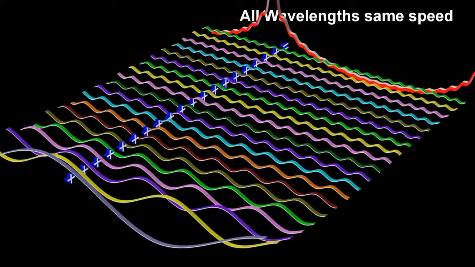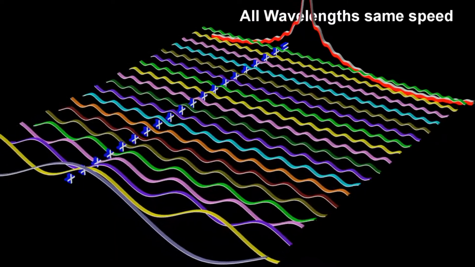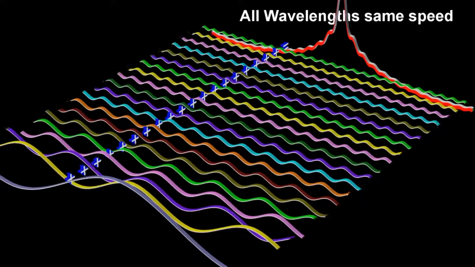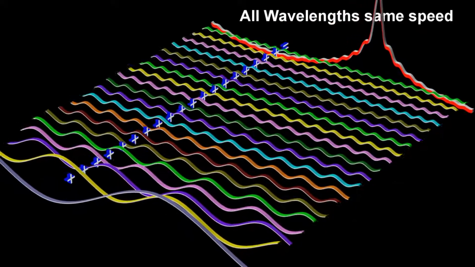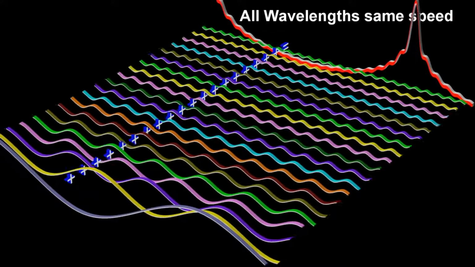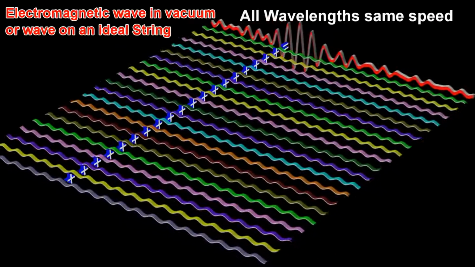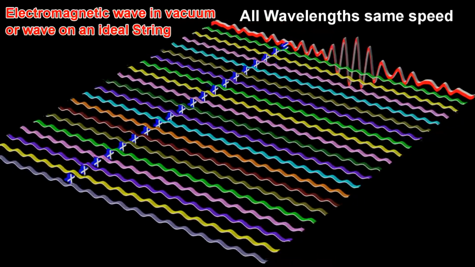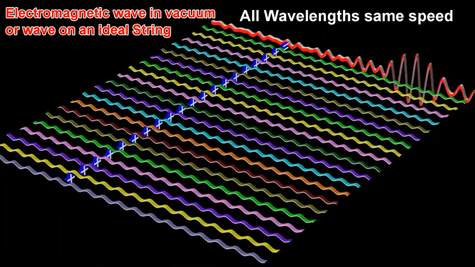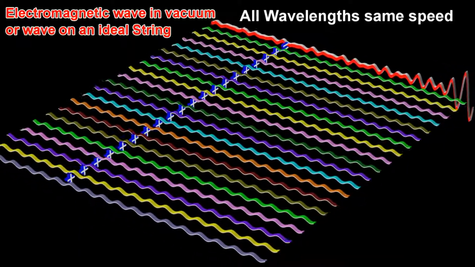On the other hand, if all the different wavelengths have the exact same phase velocity, then the pattern can stay constant, and the group velocity will be equal to the phase velocity. Examples of waves where all the different wavelengths have the same phase velocity are electromagnetic waves through a vacuum and waves on an ideal string.